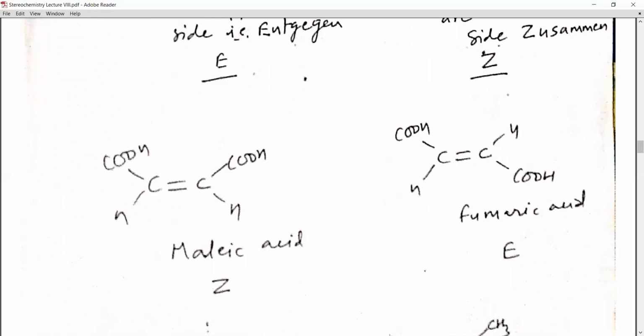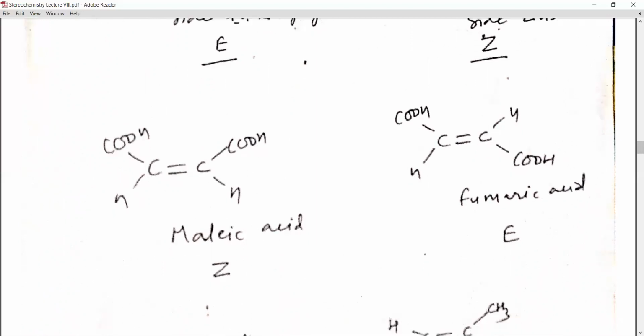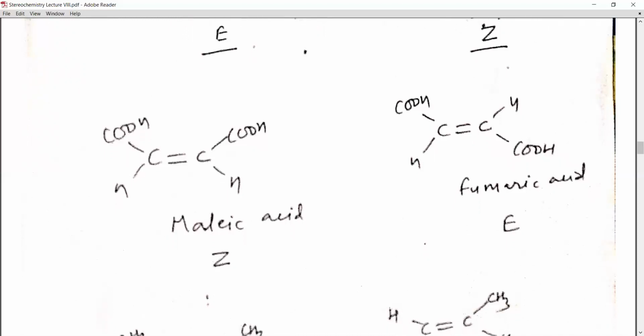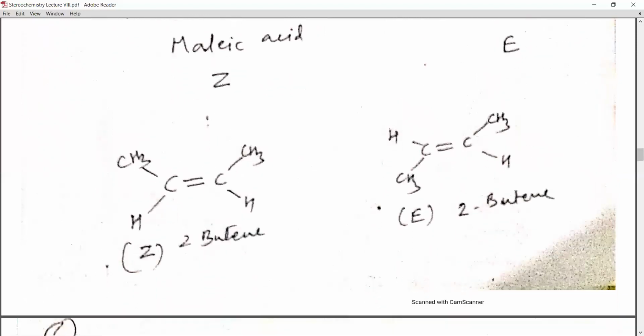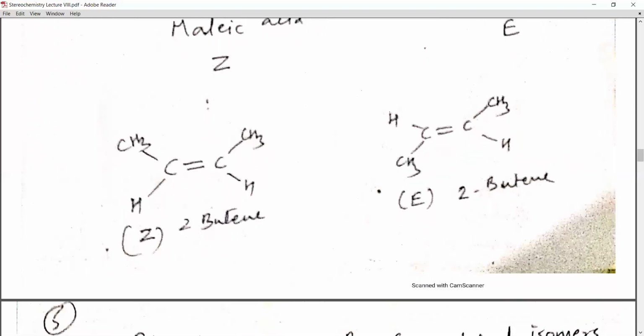In maleic acid, the carboxyl groups are on the same side, so together, so it will be referred to as Z nomenclature. Whereas in fumaric acid, it is E. Both carboxylic groups, the high priority groups, are on opposite sides, so it is referred to as E, fumaric acid. This is 2-butene. Here both high priority groups are on the same side, together, so that is Z-2-butene. In this molecule, it is E-2-butene.